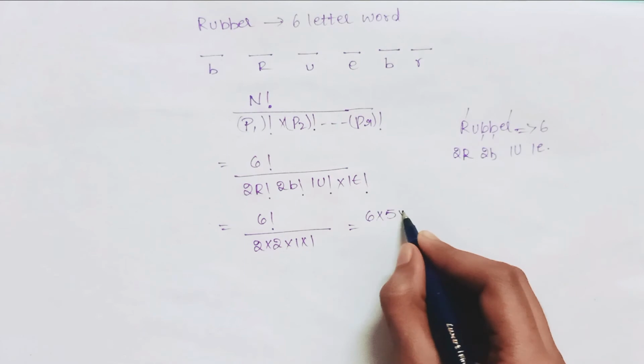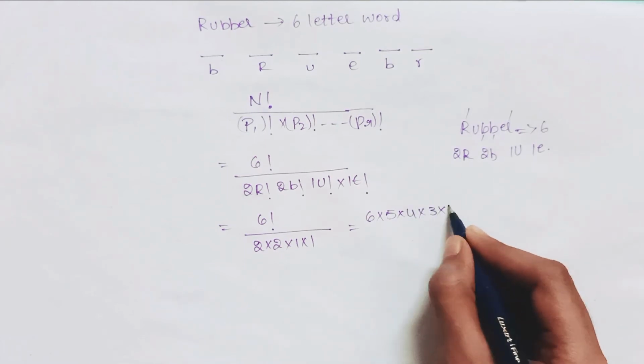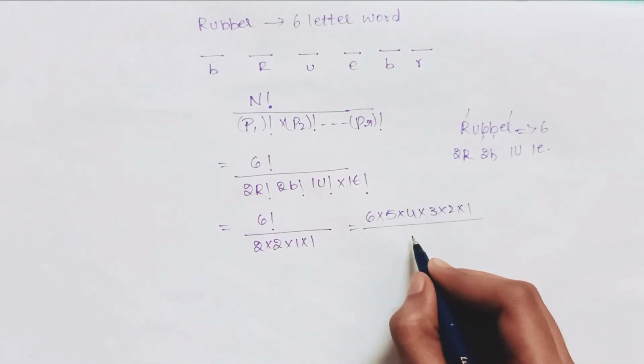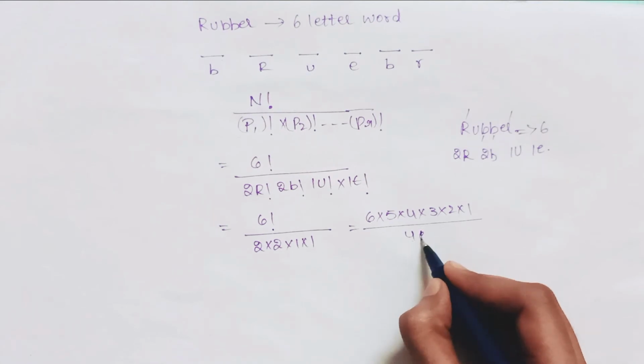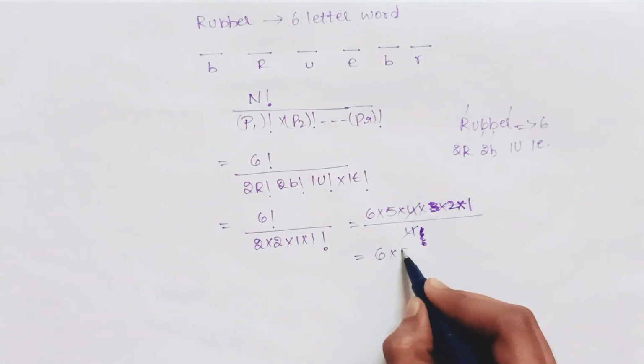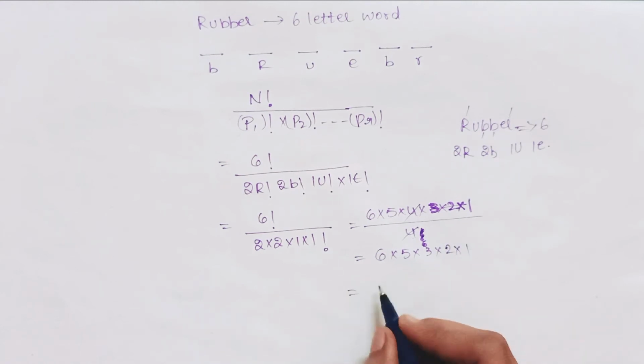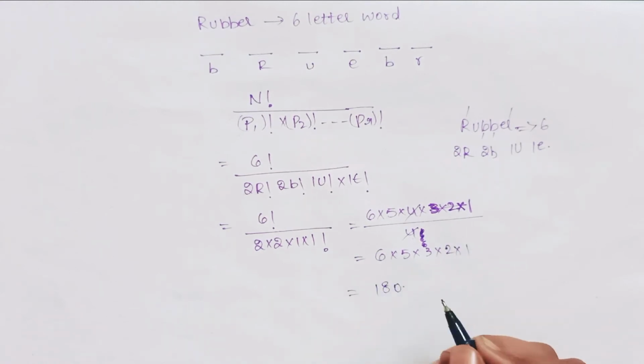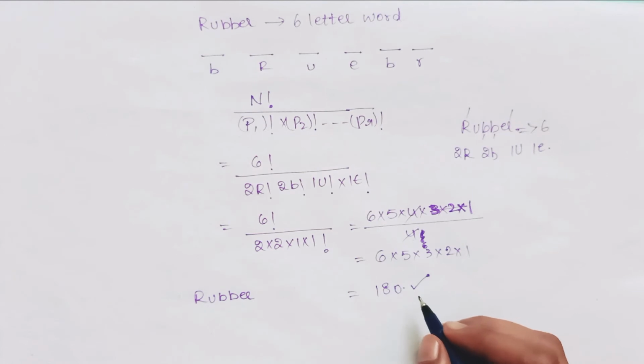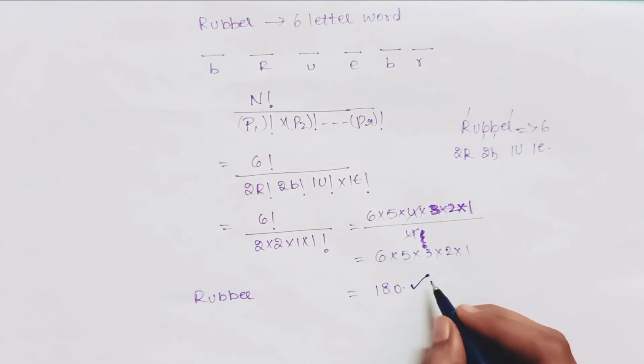6 into 5, 4, 3, 2, 1 by 4 factorial, 4. So 6 into 5 into 3 into 2 into 1. If we calculate, we'll get 180. So we can arrange RUBBER in 180 ways.